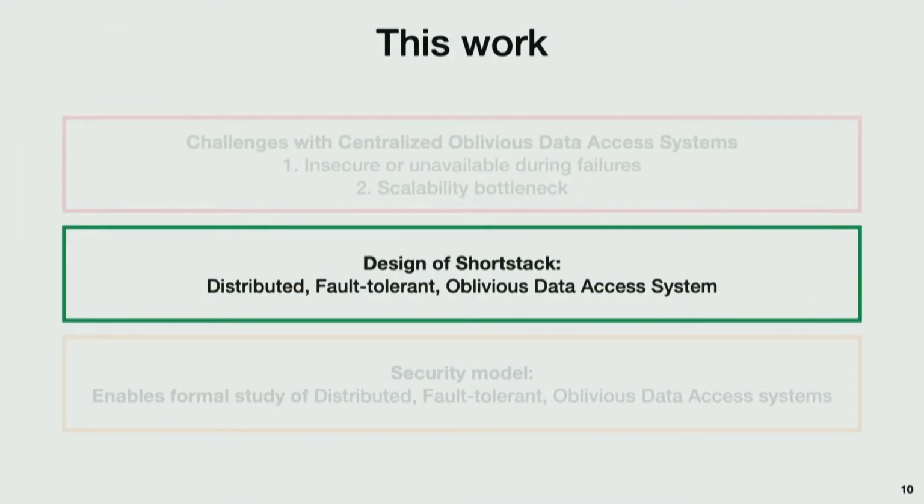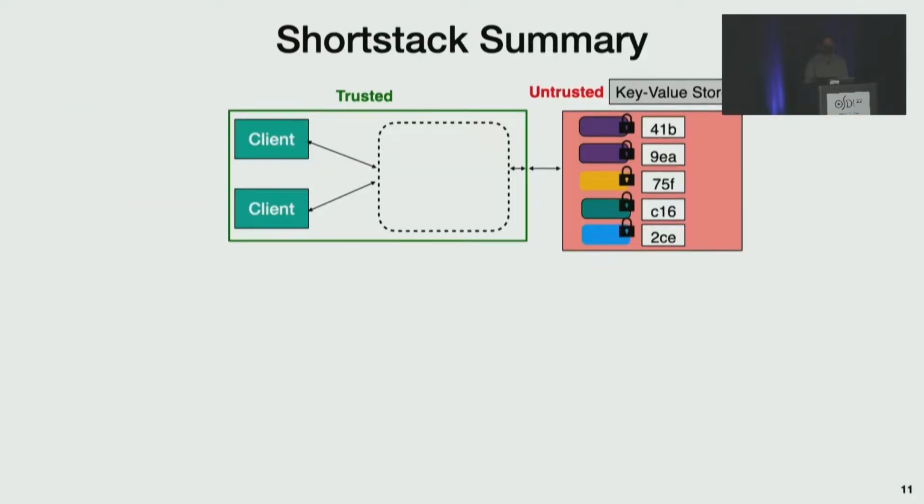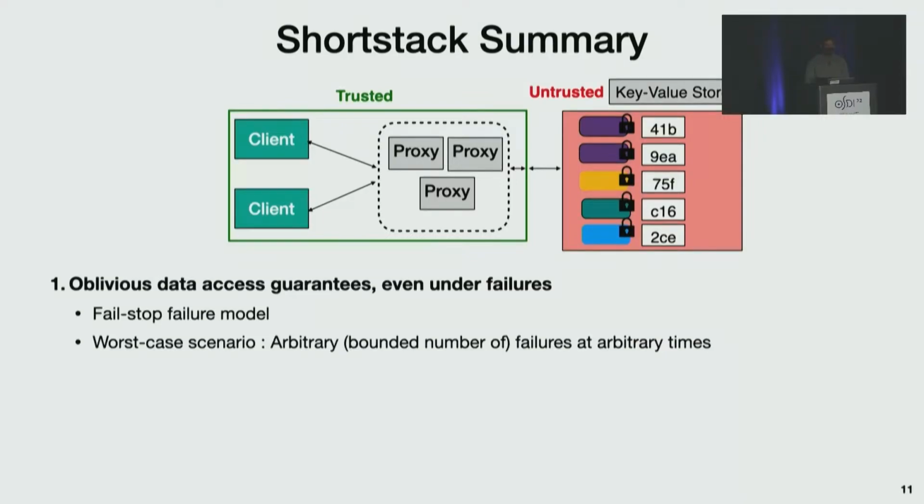Now I'm going to walk you through the design of SHORTSTACK, which is a distributed, fault-tolerant, oblivious data access system. SHORTSTACK, rather than having a centralized proxy, has distributed proxies in order to achieve its properties. The first property is it maintains the oblivious data access guarantee even under failures. We use a fail-stop failure model, and we allow arbitrary failures to happen at arbitrary times, although these failures should, of course, be bounded by some parameter.